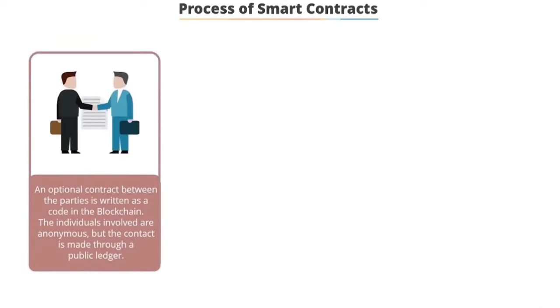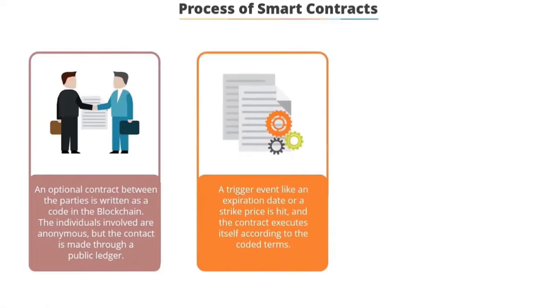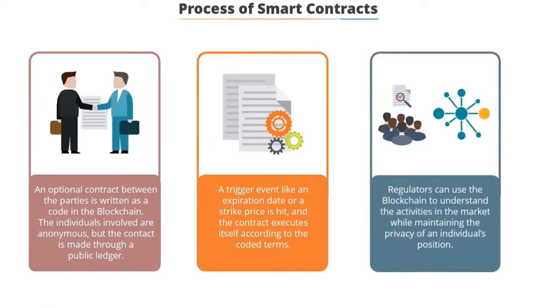First, an optional contract between the parties is written as a code into the blockchain. The individuals involved are anonymous, but the contract is made through a public ledger. Then, a trigger event like an expiration date or a strike price is hit, and the contract executes itself according to the coded terms. Next, regulators can use the blockchain to understand the activities in the market while maintaining the privacy of an individual's position.